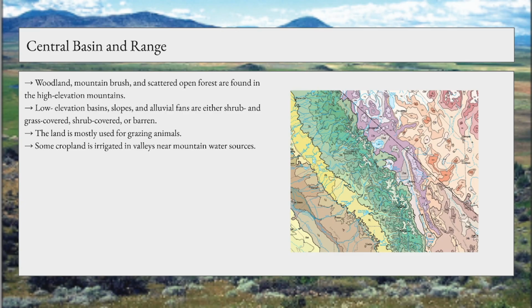And moving on to our basin and ranges, the central basin and range, I believe, is the purple-y parts that you see on the right here, with the green being the Sierra Nevada. And woodland, mountain brush, and scattered open forest are found in the high elevation mountains. In low elevation basins, slopes, and alluvial fans are either shrub and grass covered, shrub covered, or barren. And the land is actually mostly used for grazing animals, with some cropland irrigated in valleys near mountain water sources.